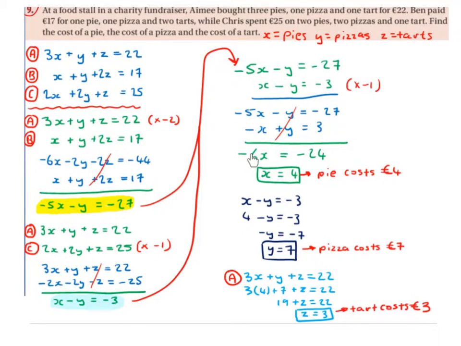Minus 5X minus X is minus 6X. Minus 27 plus 3 is minus 24. Minus 24 divided by minus 6 is 4. So X is equal to 4, so the pie costs €4.